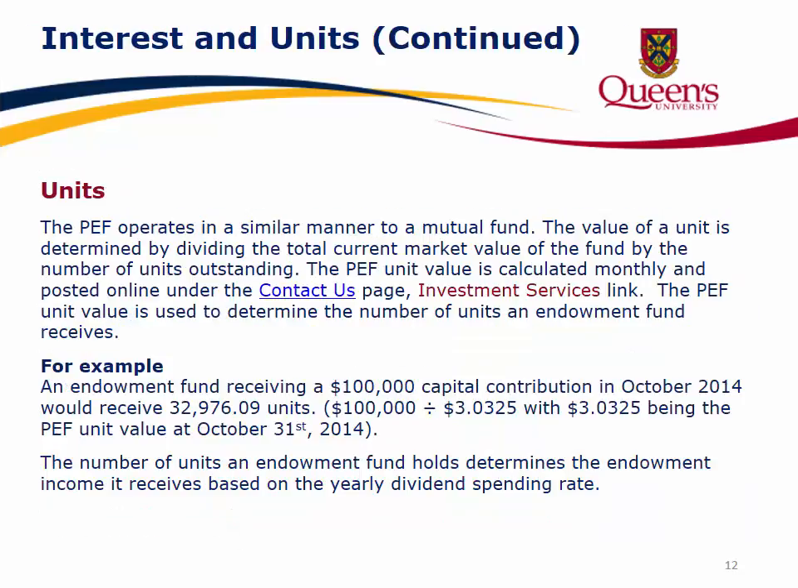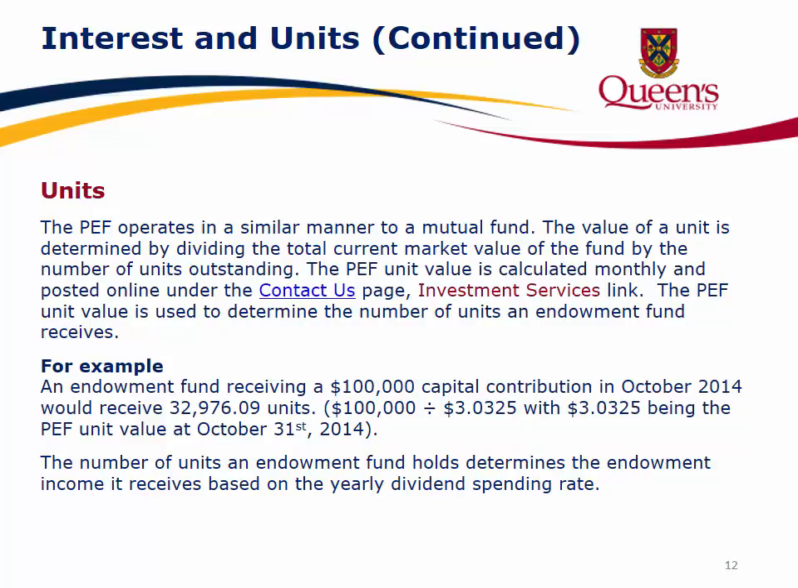Let's talk about units. The PEF operates in a similar manner to a mutual fund. The value of a unit is determined by dividing the total current market value of the fund by the number of units outstanding. The PEF unit value is calculated monthly and posted online under the Contact Us page, Investment Services link. The PEF unit value is used to determine the number of units an endowment fund receives.